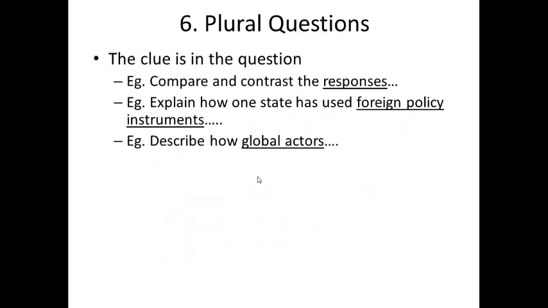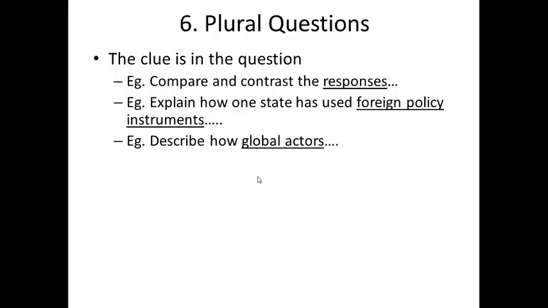Plurals. The clue is in the question. The clue will always be in the question. If you've got a plural, more than one, so you've got singular, one, plural, more than one. It's always there with S's. Compare and contrast the responses. That's the answer is going to have 2 parts. Responses. Explain how one state has used foreign policy instruments. 2 instruments. Or more. You could have 3 if you like.